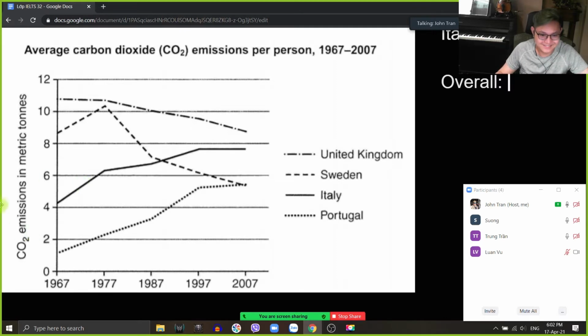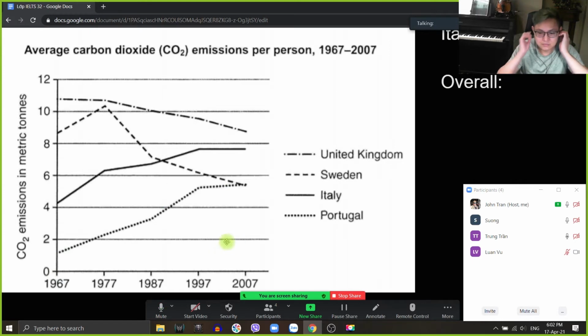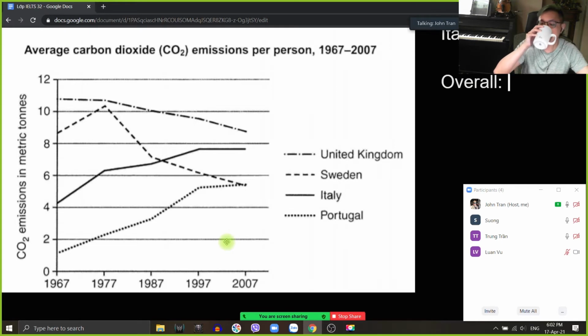My good class. Mr. Trung, what do you see in this graph? Main trends? The amount of carbon dioxide. Carbon dioxide in the United Kingdom has decreased. It shows a decline, a decreasing trend, right? Yes. It shows a decreasing trend from 1967 to 2007, right? Đó, cái United Kingdom này nó cho một cái xu hướng là giảm dần.